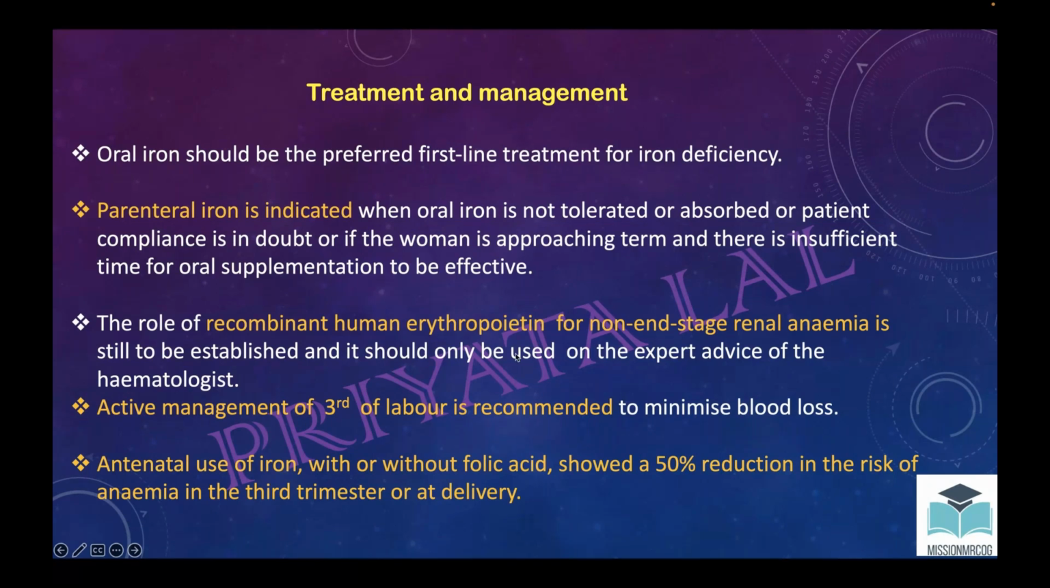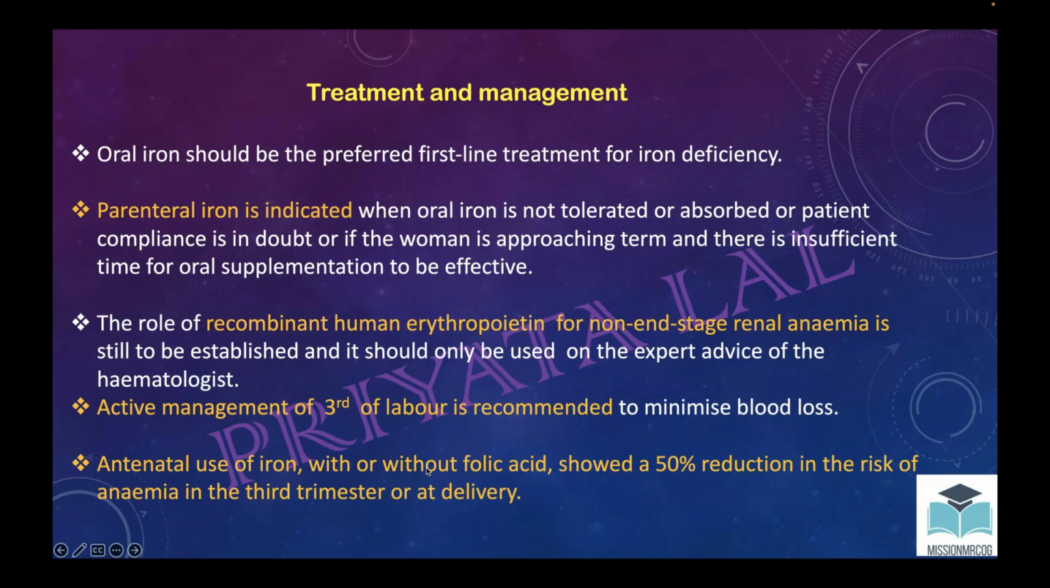And what they say is that active management of the third stage of labor is recommended, as that would minimize the blood loss. And with the antenatal use of iron with or without folic acid, there is a 50% risk reduction of anemia in the third trimester of pregnancy or at delivery. So you may get a question from this line also. This number is from your guideline.